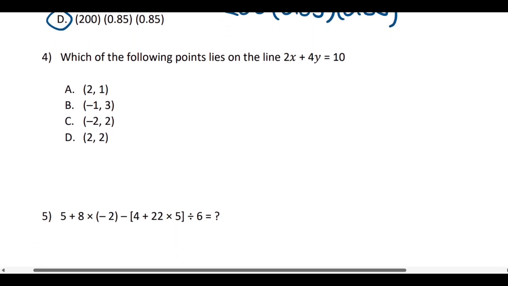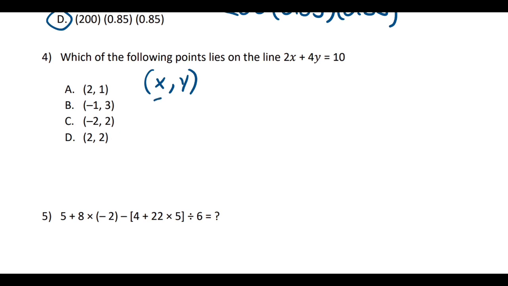Number 4, which of the following points lies on the line 2x plus 4y equals 10? Whenever we have an ordered pair, the first number represents x and the second number represents y. What we're going to do for this question is plug in each of the values to see if the equation makes sense. First, we're going to plug in 2, 1. That means that x is 2 and y is 1.